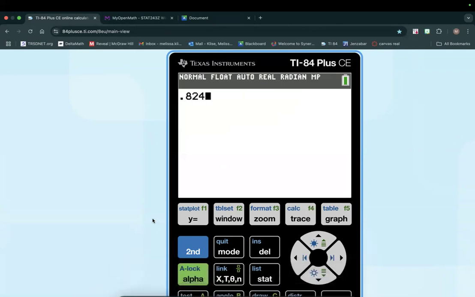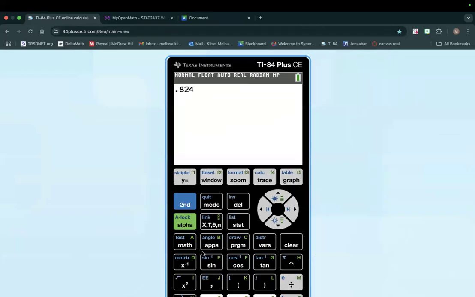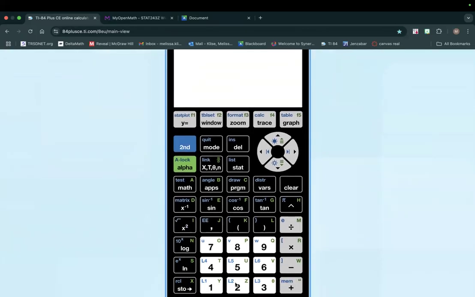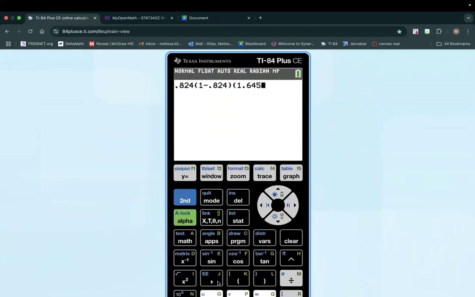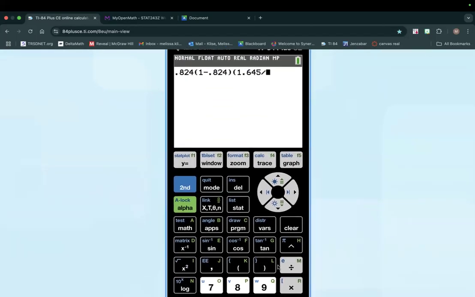I need to make this smaller so I can find my parentheses. Parenthesis 1 minus 0.824. Close that parenthesis. Open a new parenthesis. My z is 1.645 divided by my margin of error, 0.03. Close the parentheses, then hit the x squared button. 436.04.